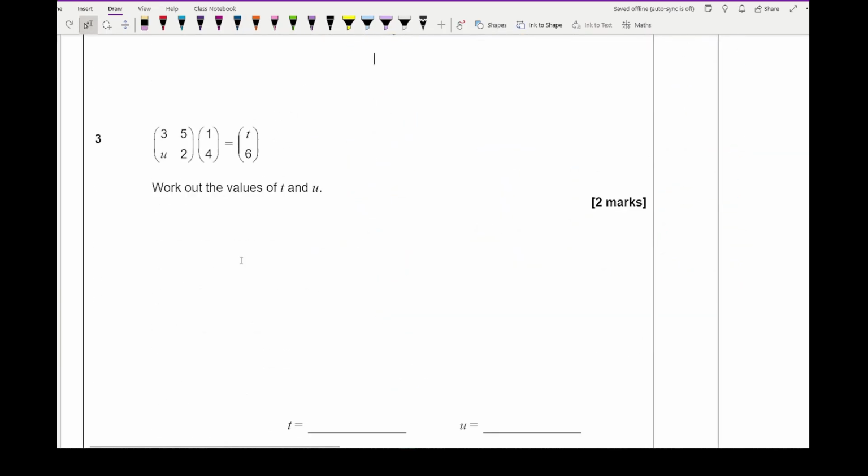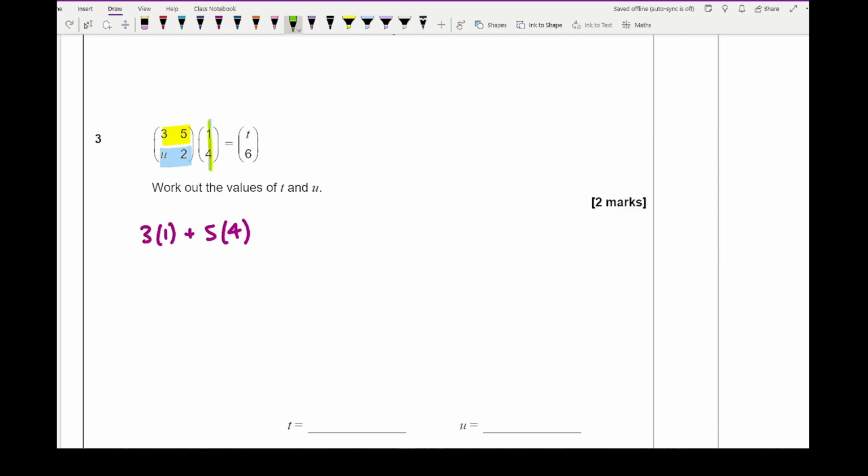Moving on to question 3, it says work out the values of t and u. So for this, what we need to do is multiply out the matrix. Now remember, we do this multiplied by this first. So I'm going to end up with 3 lots of 1 plus 5 lots of 4. And then for the second row, I'm going to use that multiplied by that.